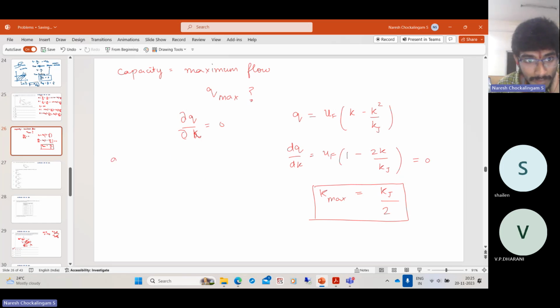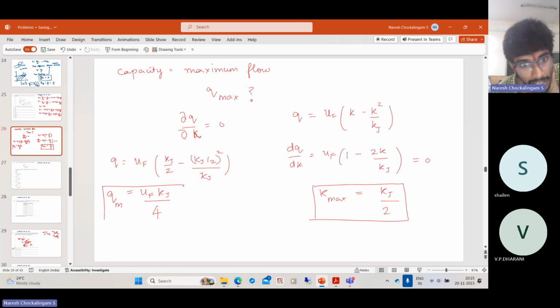So what is Q? Q is equal to the free flow speed multiplied by K jam by 2, minus K jam by 2 the whole square divided by K jam. So this will be 1 by 4. 1 by 2 minus 1 by 4 is UF into K jam by 4. So the capacity Q max is the product of the free flow speed and jam density by 4.